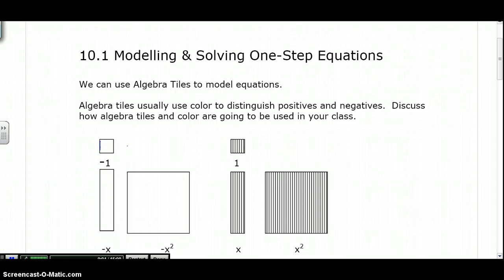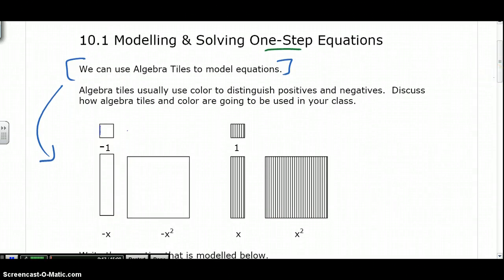Alright, we're looking at modeling and solving one-step equations. And we're going to first use algebra tiles to model equations. These things down here are the algebra tiles, and it's just a way to get our heads around what an x might be. We use an object to represent an x instead of just talking about a letter, right? We're going to add something to it.